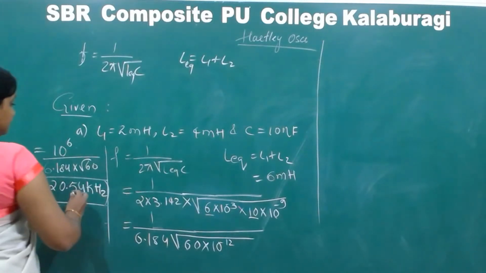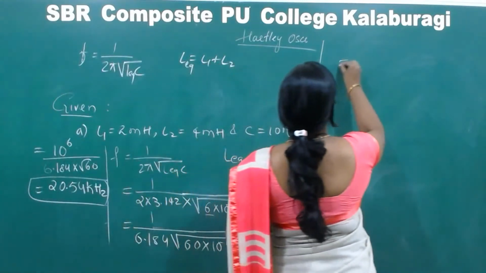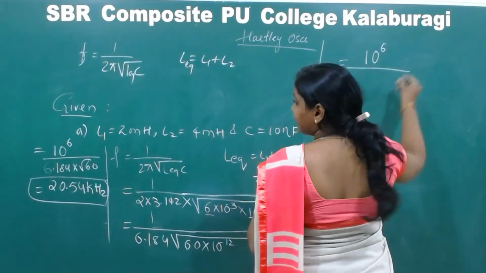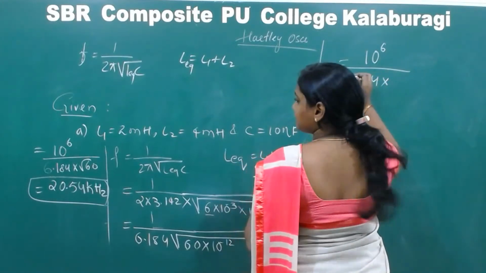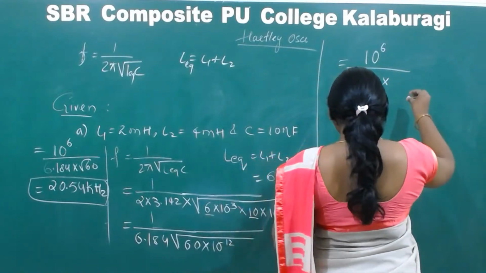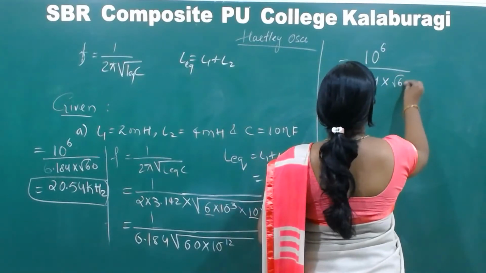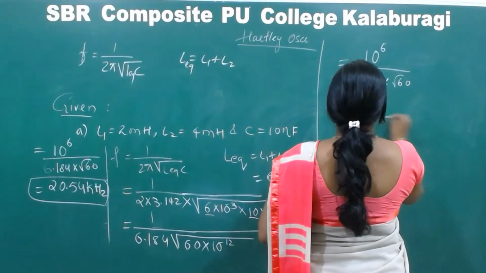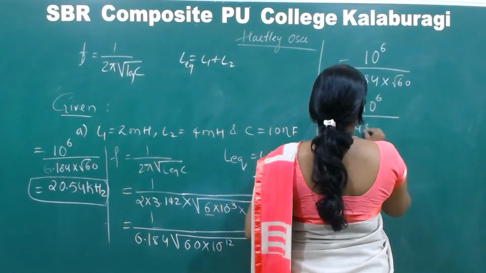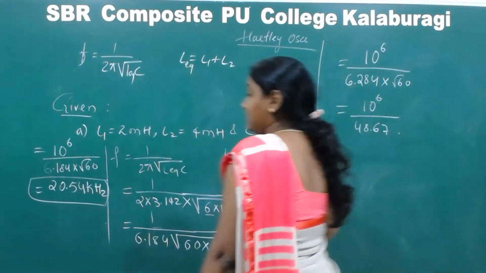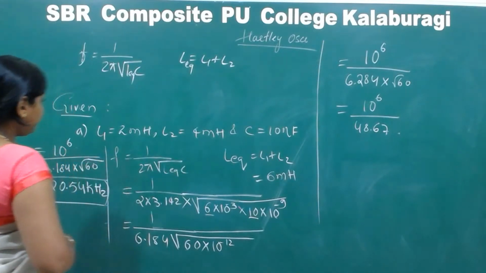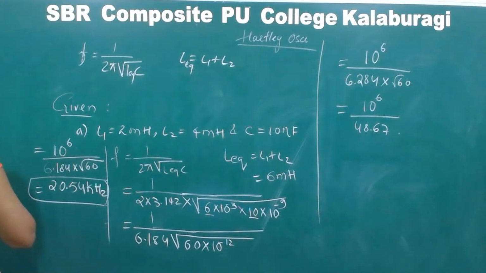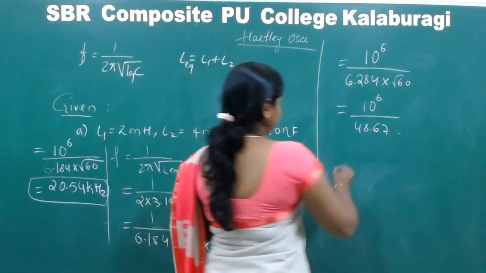So this is 10 to the power of 6 divided by 6.284 into root 6, that is 10 to the power of 6 by 48.67. So now I got the correct value, the same thing. So 1 divided by 48.67 is 0.205.